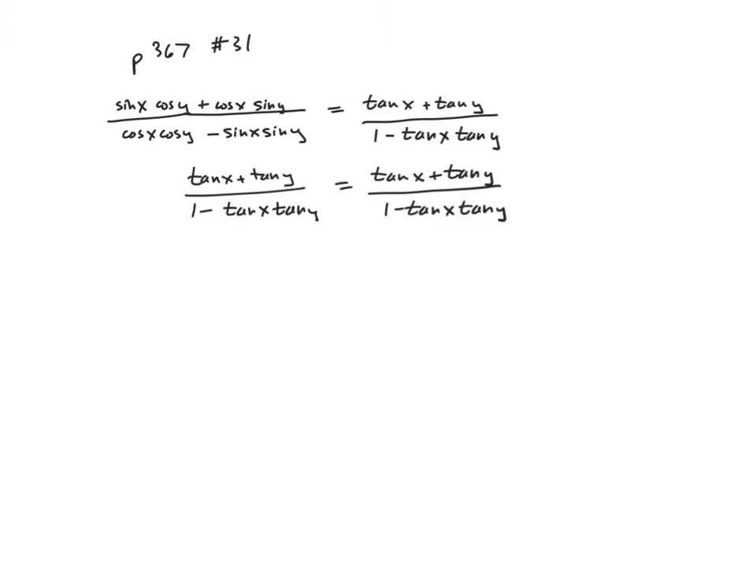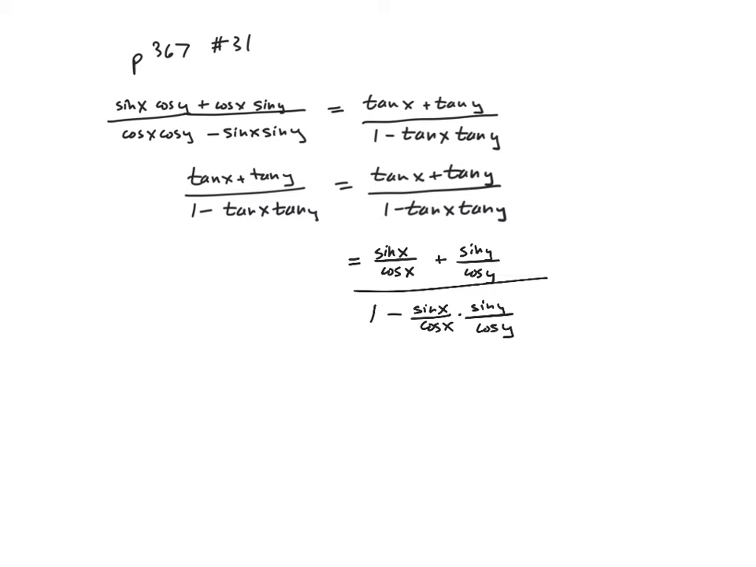I'm going to change everything to sine and cosine and see what that does for me. So I'm going to write, this is going to be the sine of x over the cosine of x plus the sine of y over the cosine of y, and then in the bottom I've got 1 minus the sine of x over the cosine of x times the sine of y over the cosine of y.